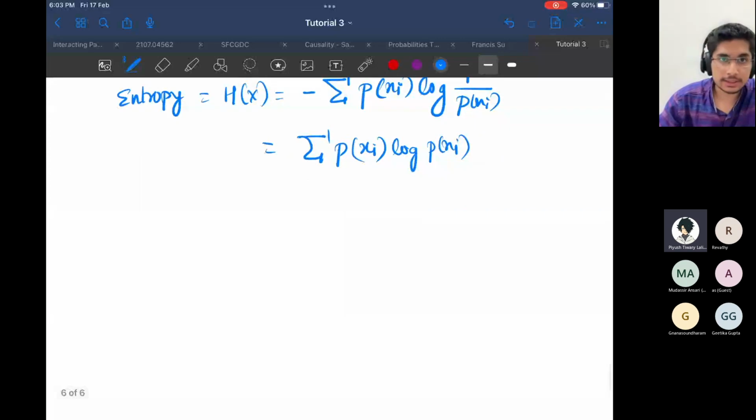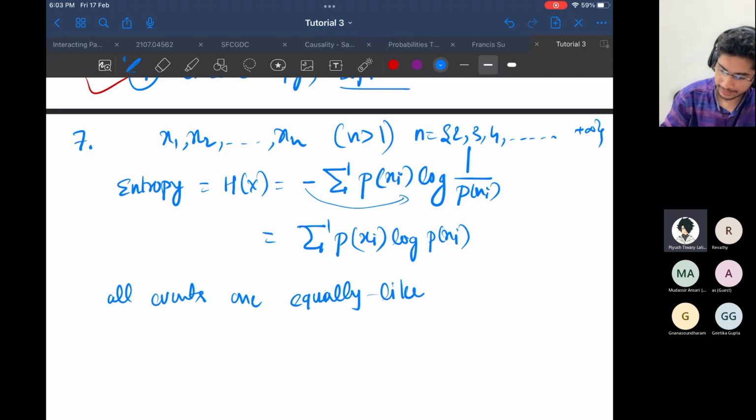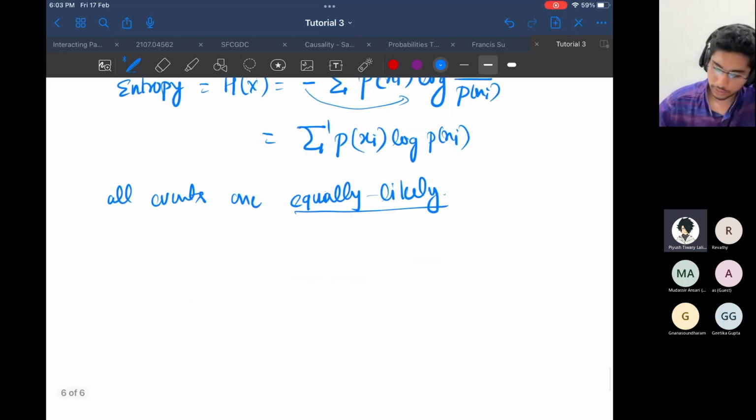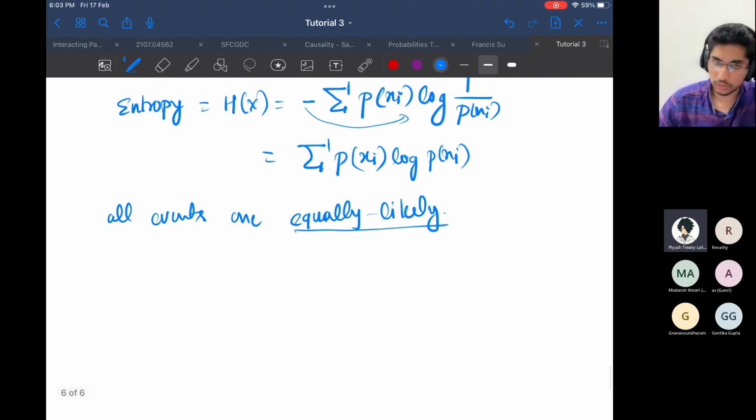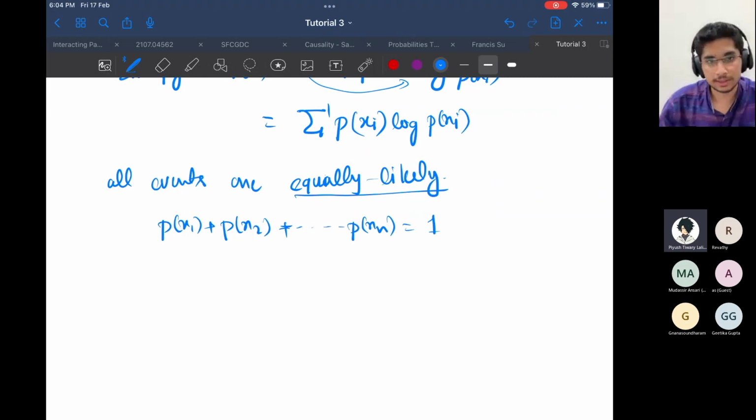Okay. So it is given that all events are equally likely. Or in the question it is written that the probability of all events is equal. Another way to say it is that they are equally likely. So now, what information can I get from it? I know that p of x1 plus p of x2 plus all these things up to p of xn should be equal to 1, because the sum of probabilities is 1.